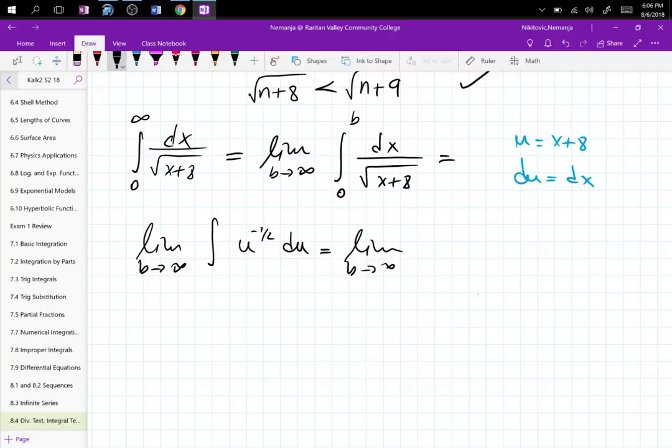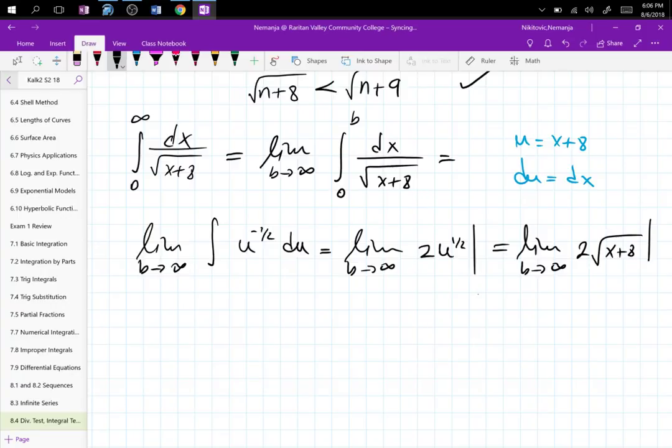So limit as b goes to infinity, it's u to the 1/2 divided by 1/2. It's good. What did we talk about? Well, we have to go back to x. So b goes to infinity, 2 times the square root of x plus 8 computed from 0 to b.